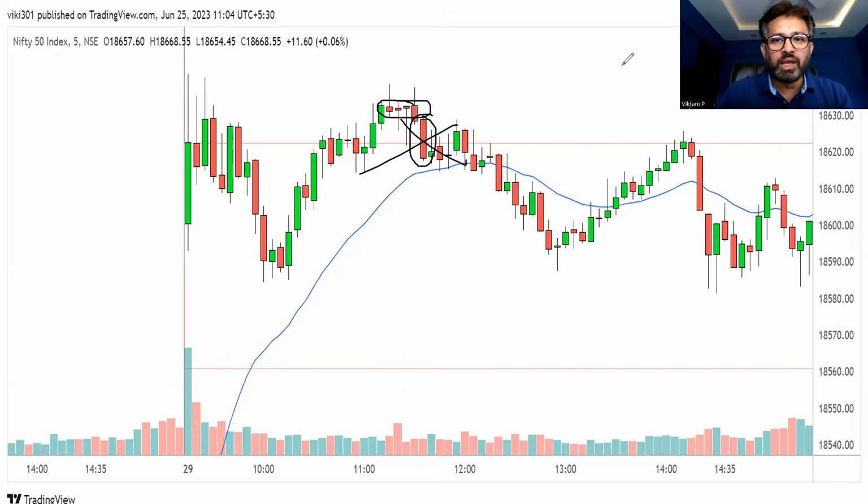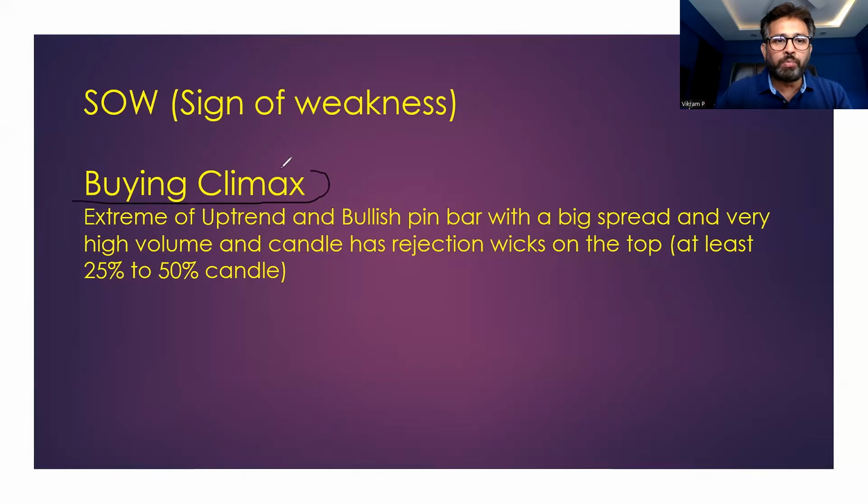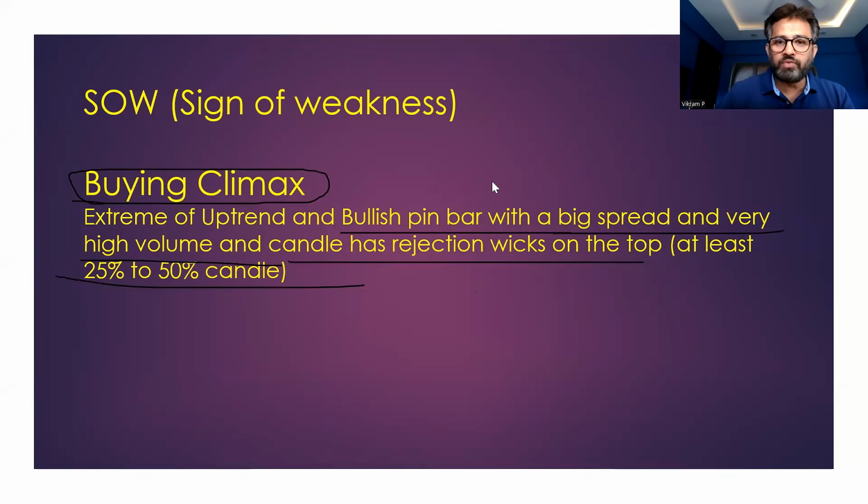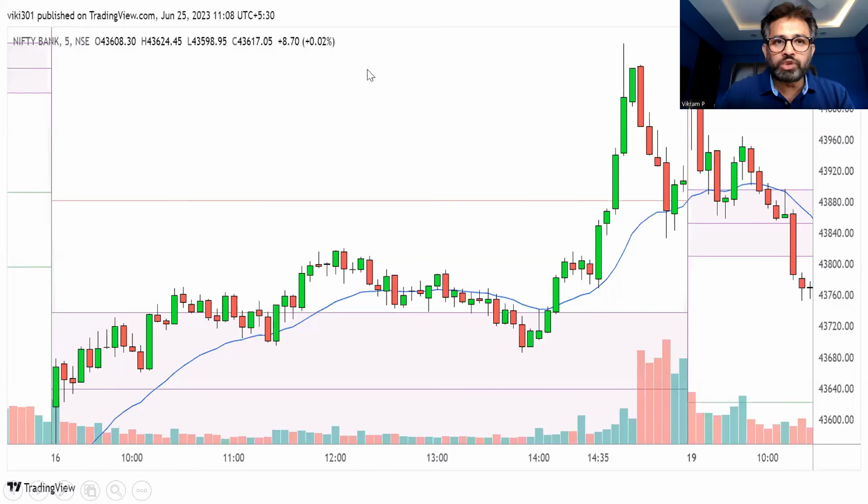There is no imbalance. Imbalance only happens when the body is smaller, when the spread is smaller, but volume is above average volume. The next sign of weakness is buying climax. Extreme uptrend and a bullish pin bar with a big spread and very high volume, and the candle has a rejection wick on the top. That means at least 25% of the candle is a wick.